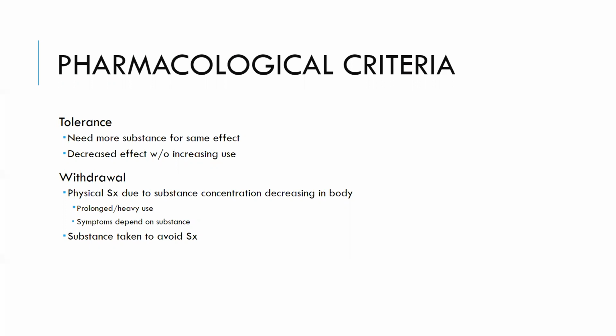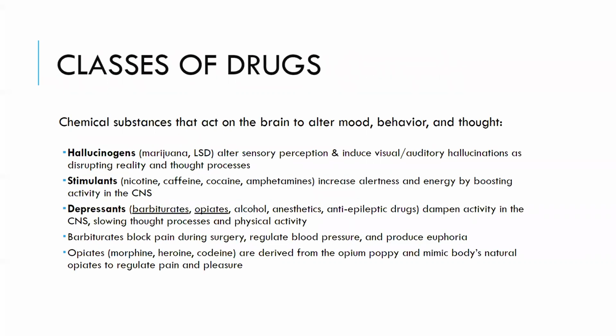Withdrawal would be a person who's experiencing physical symptoms due to substance concentration decreasing in the body. This is typically a consequence of prolonged or heavy use, and the symptoms of withdrawal typically depend on the substance, and we'll talk more about specific symptoms later on today. And so at the end of the day, the substance is taken to avoid symptoms. So in this case, the person isn't experiencing a high, so to speak, because they're using the drug. Instead, they're experiencing symptoms as a consequence of the drug not being in their body, and so the substance is taken to avoid those symptoms.